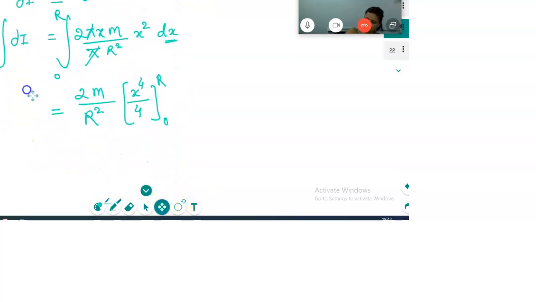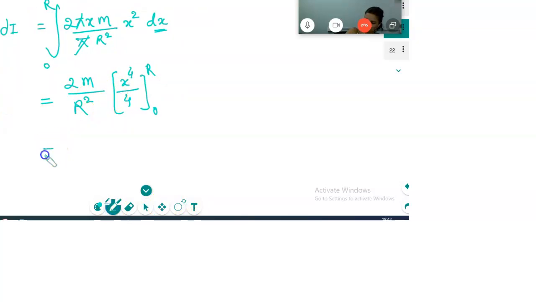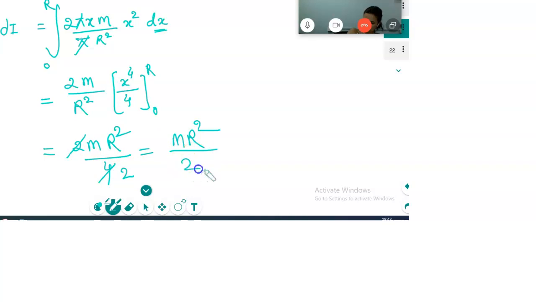So 2m r square is going to be r to the fourth minus 0, so it's 0. So this is going to be 2m r square. R square 4 is there here. 4 will not come. Yes, divide on 4. So 2 is going to be removed. So I is equal to m r square divided by 2. You have got your disk. Am I right? Okay.